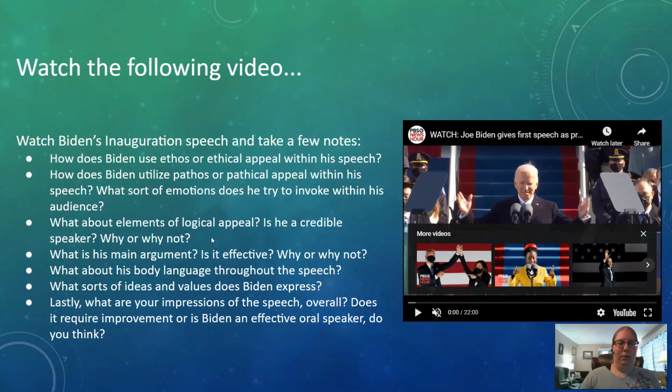What about elements of logical appeal? Is he a credible speaker? And why or why not? And what is his main argument? Is it effective? Why or why not?